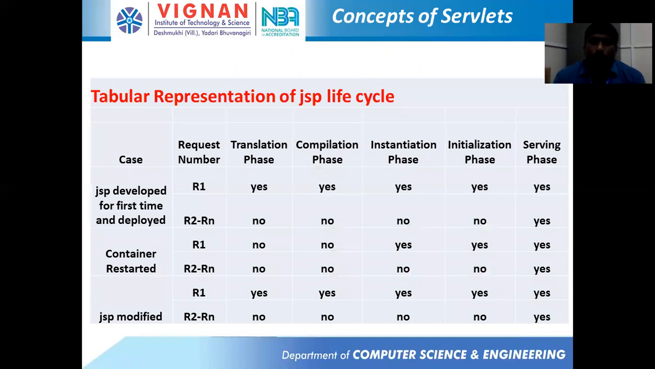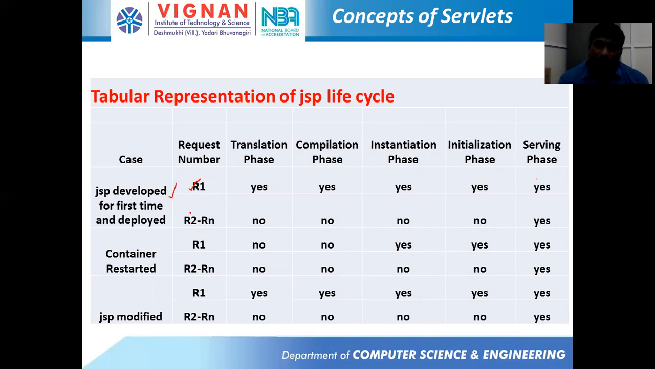Next, I will show you a pictorial representation of the JSP life cycle based on the client request. I will give you 3 cases. Initially, if the JSP is developed for the first time and deployed, then the first request comes for this JSP, that is R1. All 6 phases are applied: translation, compilation, instantiation, initialization, and serving phase.